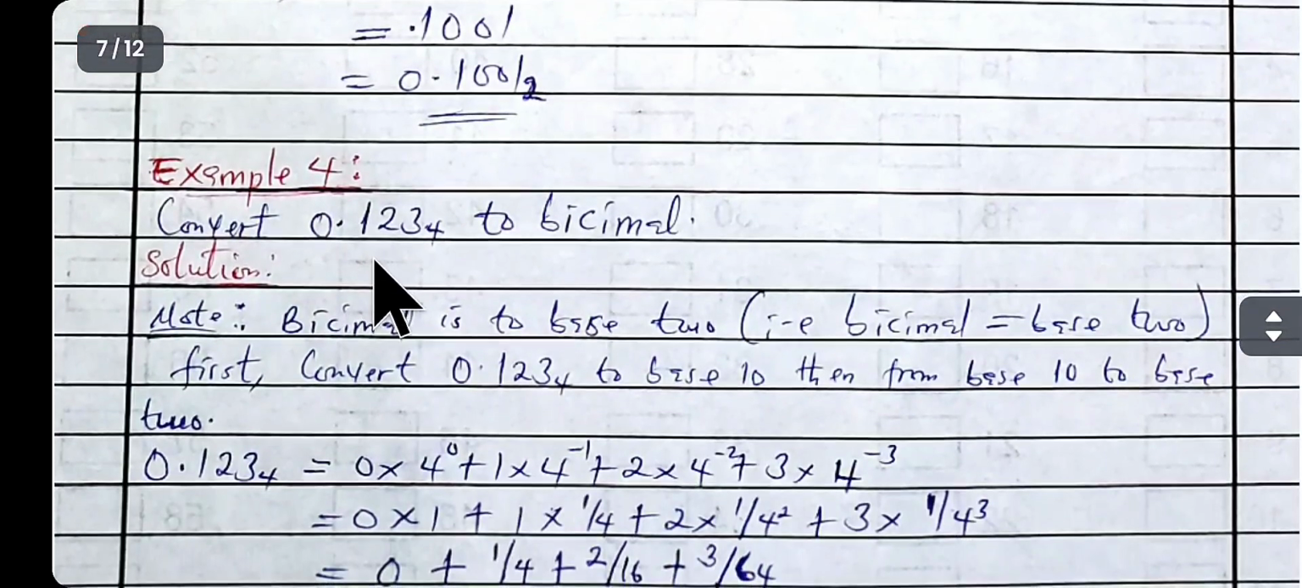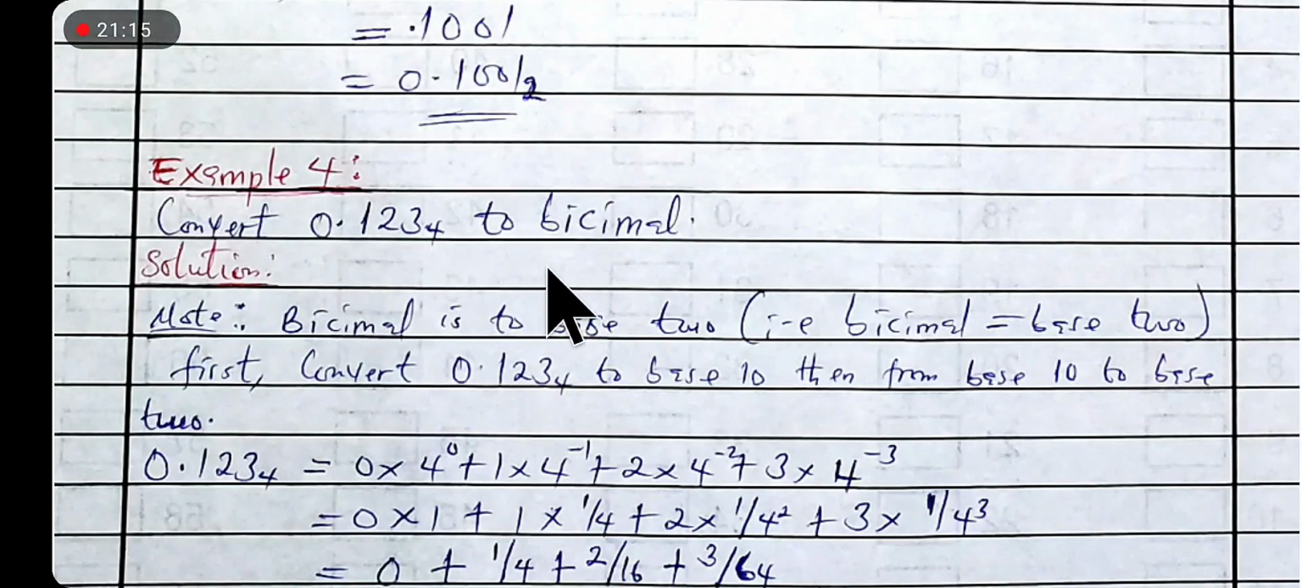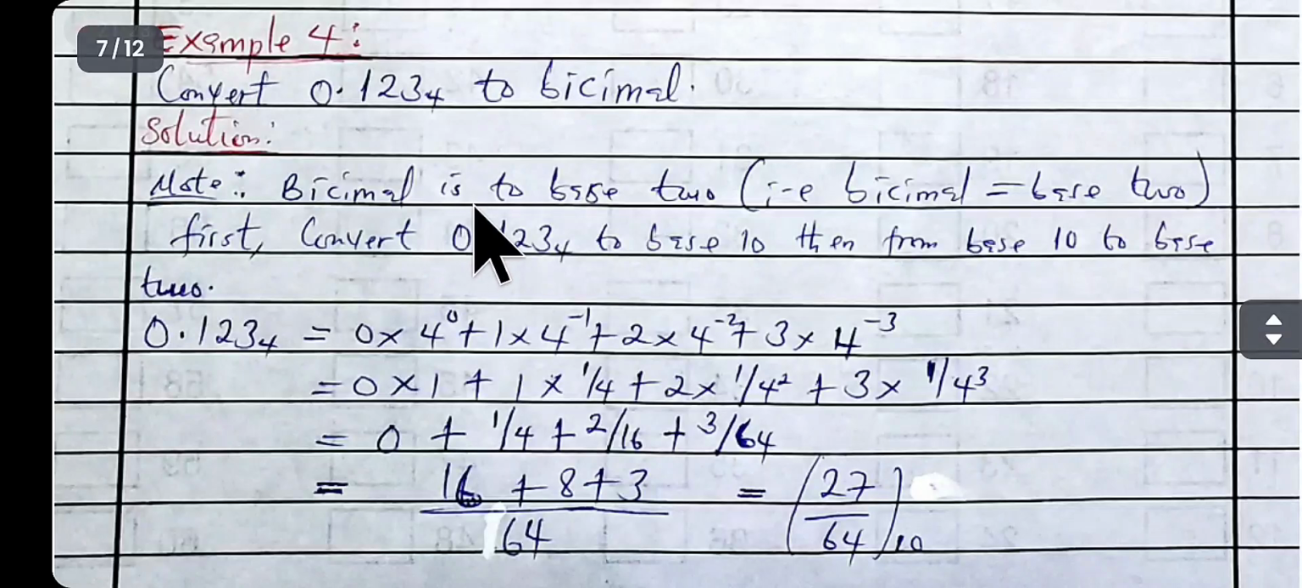We also have a similar example here. Convert 0.123 in base 4 to binary. What is binary? Note solution now. Binary is base 2. Right, so we can use binary, we can use base 2. So take note. In case they use any of these terms for you, you need to take note.